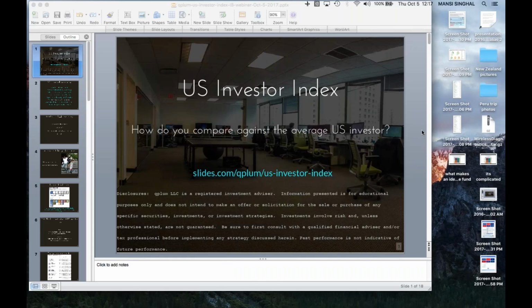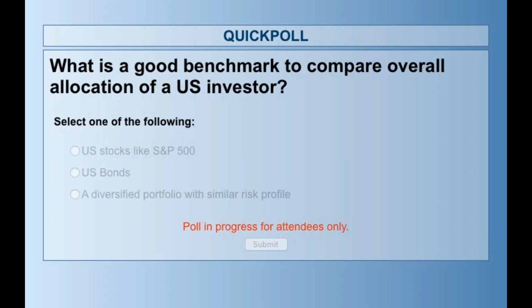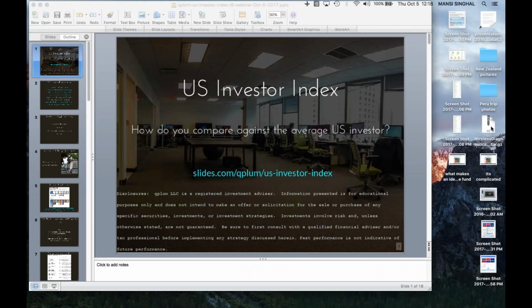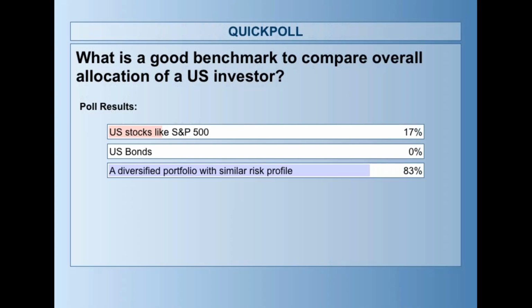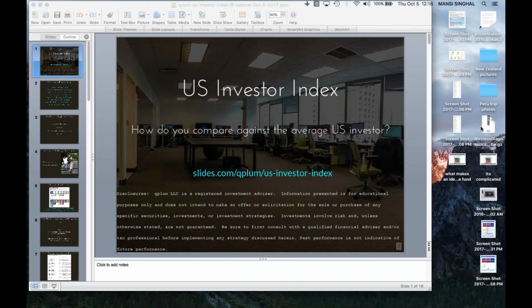Just before we cover this slide, I'm launching the second question that we have for you. As I promised, this is going to be an interactive session. What do you think is a good benchmark to compare the overall allocation of a US investor? I'll be closing this in about 5 more seconds and share the results. Okay. Nobody wants to be compared to US bonds, and I agree with that. We do have some people who think US stocks are a fair benchmark, and the majority think it should be a diversified portfolio with a similar risk profile, which I personally agree with much more.